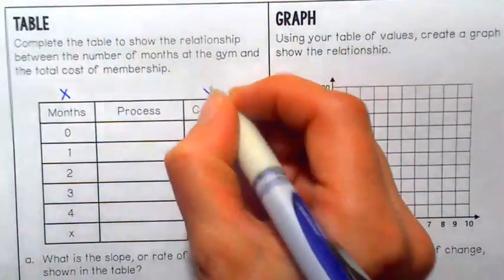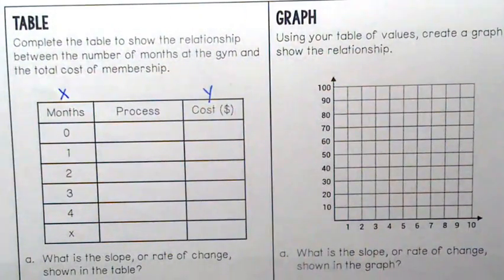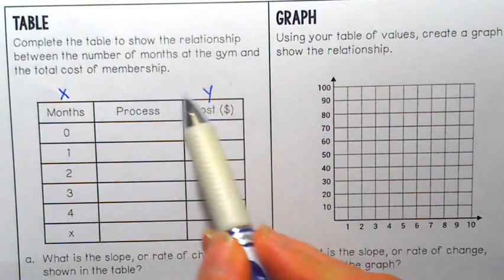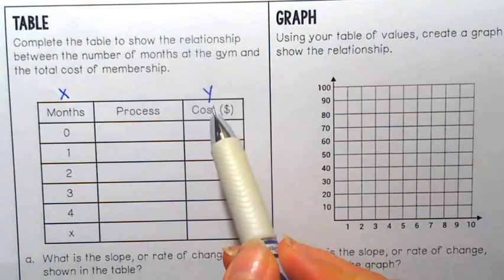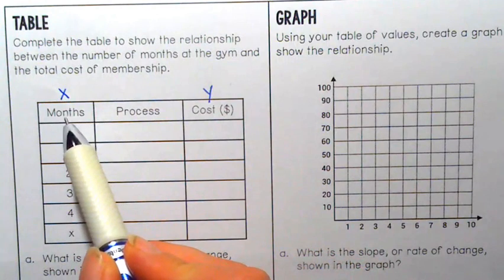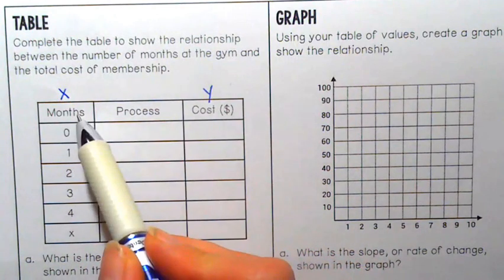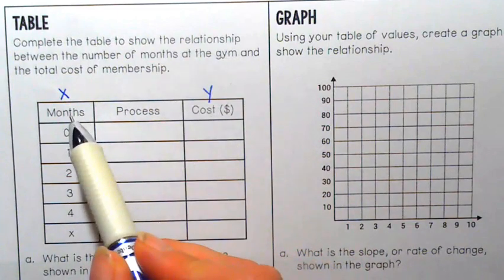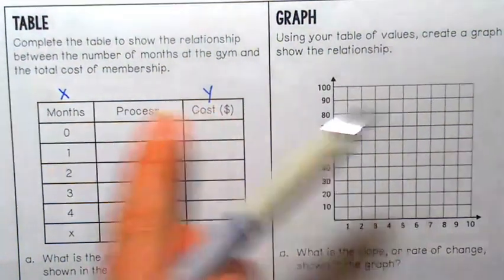I'm going to label this as X and Y because this is really going to help us look at our equation. So X is your independent variable, Y is your dependent variable. The cost depends on how many months you have the membership. The number of months doesn't depend on the cost. Months aren't going to stop if the cost stops, but the cost is going to stop if the month stops. So the cost depends on the month.